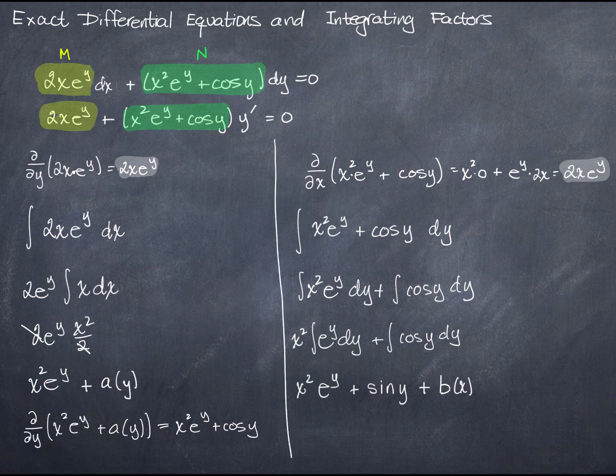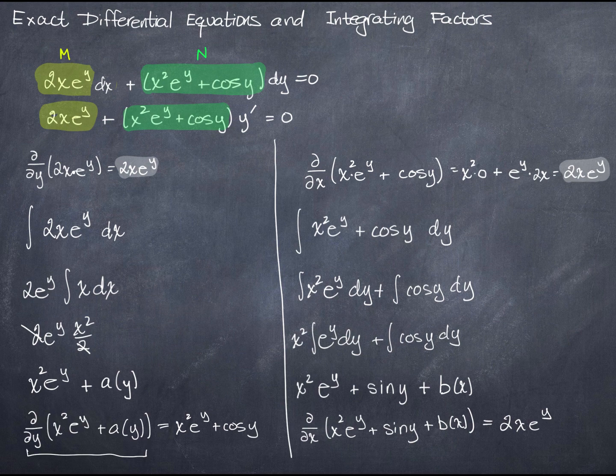I also have here a function, because of the way I've defined it, whose first partial with respect to y gives me this, but I also need it to be a function whose first partial with respect to x will give me 2x e to the y. I need both of those to be true. So let's take this partial derivative, which is already set equal to this expression, and let's just see what happens.